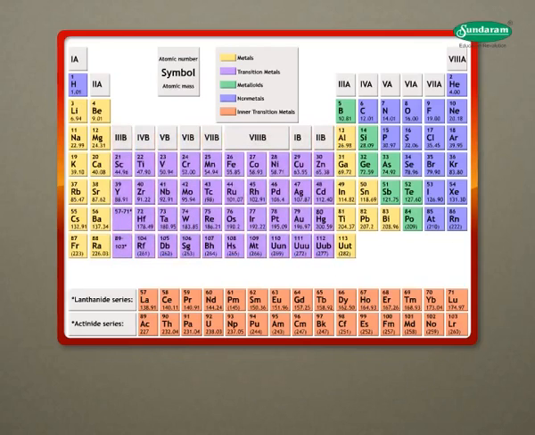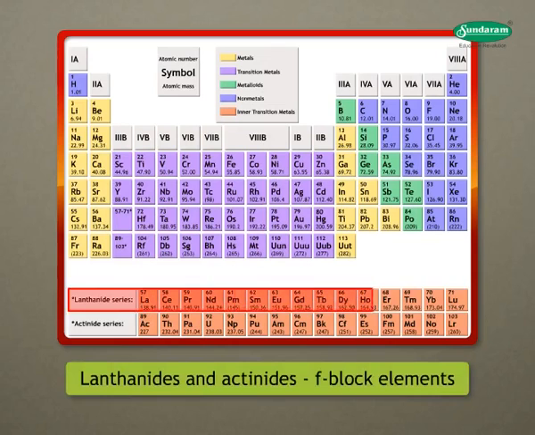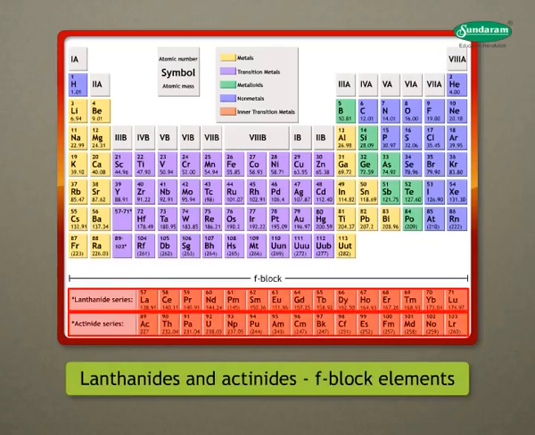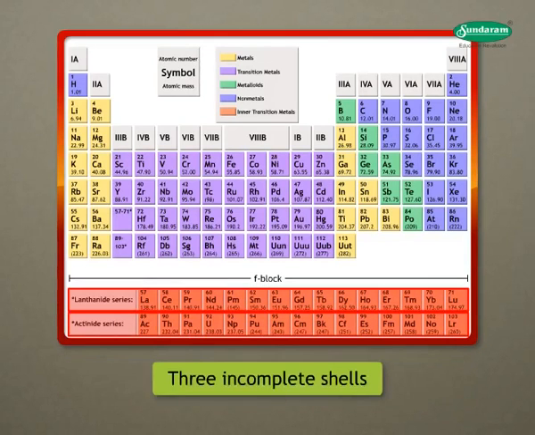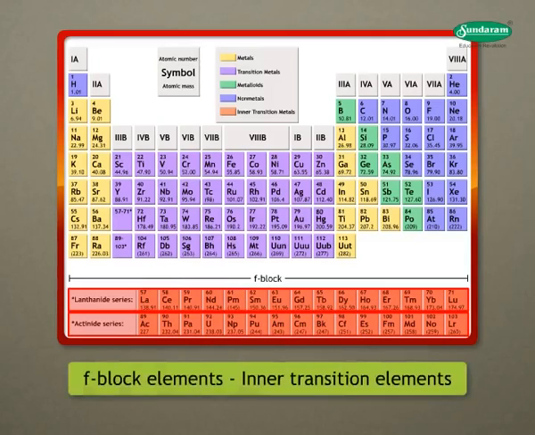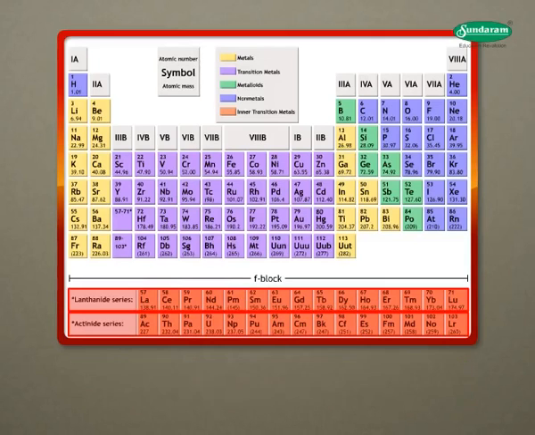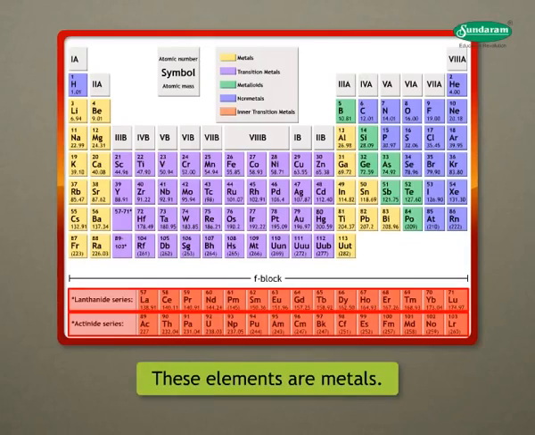Elements present at the bottom of the periodic table, that is lanthanides and actinides, are called F block elements. They have three outermost shells incomplete. They are called inner transition elements. All these elements are metals.